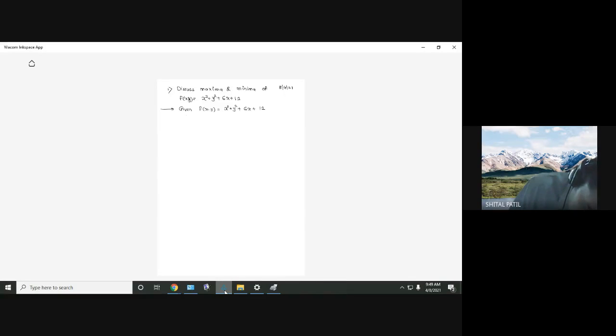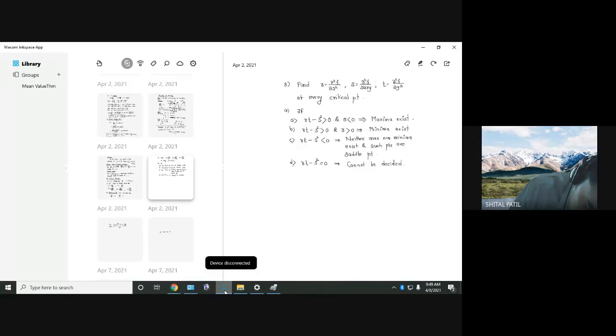Then on differentiating partially with respect to x and y.